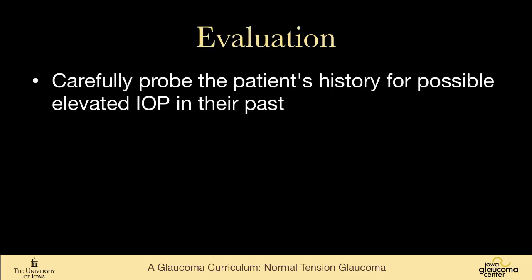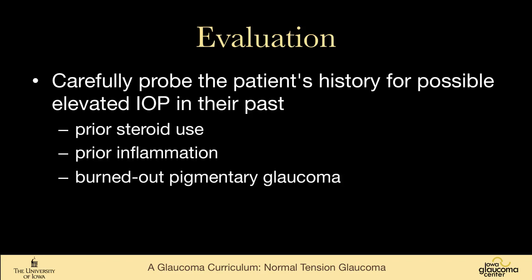As we evaluate these patients, we carefully probe their history for the possibility that they had elevated intraocular pressure in their past. Prior oral steroid use. Occasionally you'll see somebody who was on oral steroids for years. Prior inflammation, burned out pigmentary glaucoma. But basically with normal tension glaucoma, when we see somebody who has cupping and field loss but a normal intraocular pressure, we're trying to find something else to blame that on.